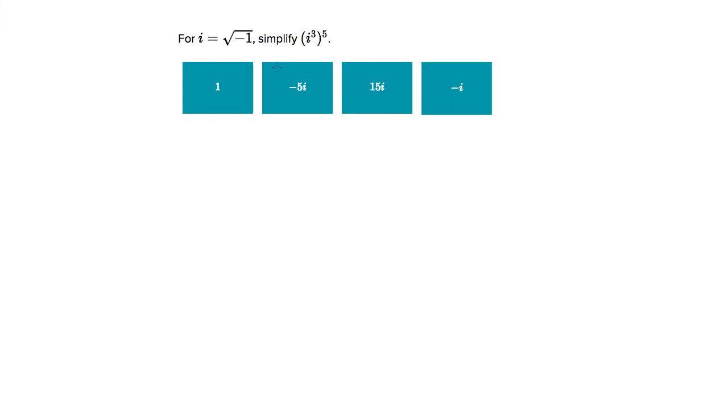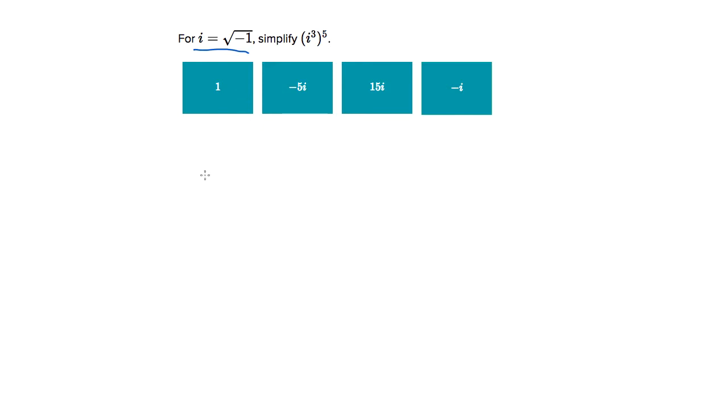Okay, so what this is saying is i is an imaginary number that equals the square root of -1. That's just a definition. If you have any experience with i, you know that's what it equals. Simplify i to the third, all to the fifth. Okay, so there's just a couple steps to this.